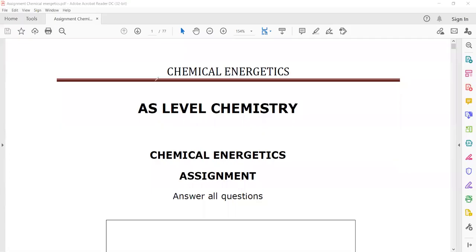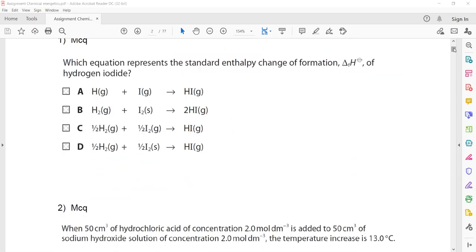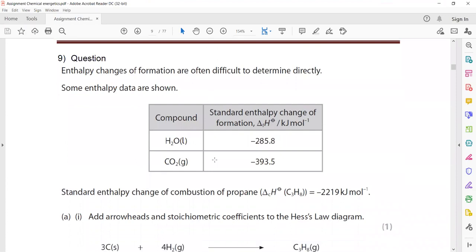In this session, I'll discuss the questions related to the topic chemical energetics. In the last session, I discussed the first 8 questions, and today I will discuss the answers. In question 9, the enthalpy change of formation is often difficult to determine directly.